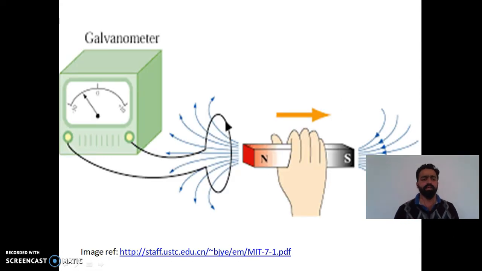So now if you see a simple experiment, if you are having a piece of magnet and a coil, and if you move the magnet with respect to coil, then coil experiences change in flux. This change in flux induces EMF in the coil that can be sensed by galvanometer.